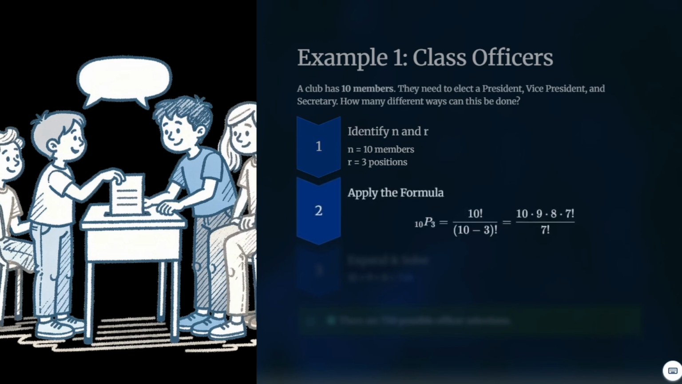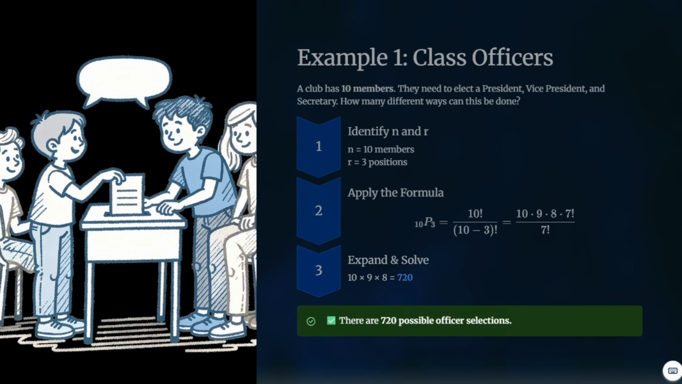Applying the formula, 10 permute 3 will be equal to 10 factorial over 10 minus 3 factorial, which will be 10 factorial over 7 factorial. So we can expand the numerator. That will be 10 times 9 times 8 times 7 factorial. And 7 factorial in the numerator and denominator will cancel each other out. So we'll be left with 10 times 9 times 8, which is 720. So there are 720 possible officer selections.